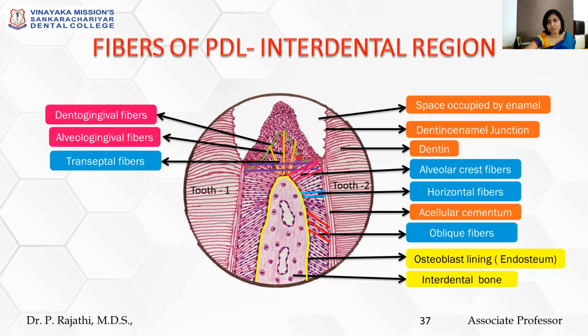There are other groups of fibers. The circular fibers encircle the tooth, so in cross section they appear somewhat round in shape. These are the fibers of the periodontal ligament: alveolar crest fibers, horizontal fibers, oblique fibers, and transseptal fibers, which you see in the interdental region. Not only these, you will also see dentogingival fibers, alveolo-gingival fibers, and circular fibers. All these three are the gingival fibers.